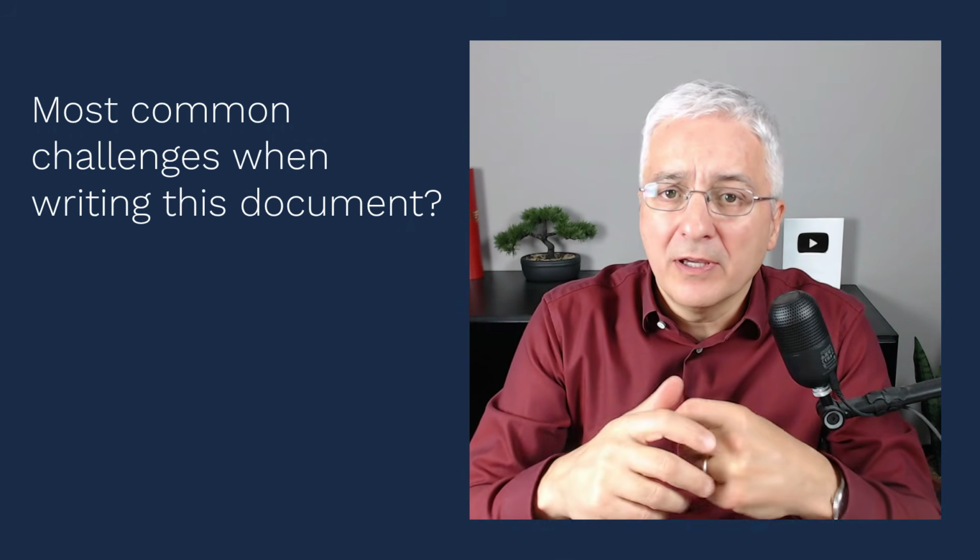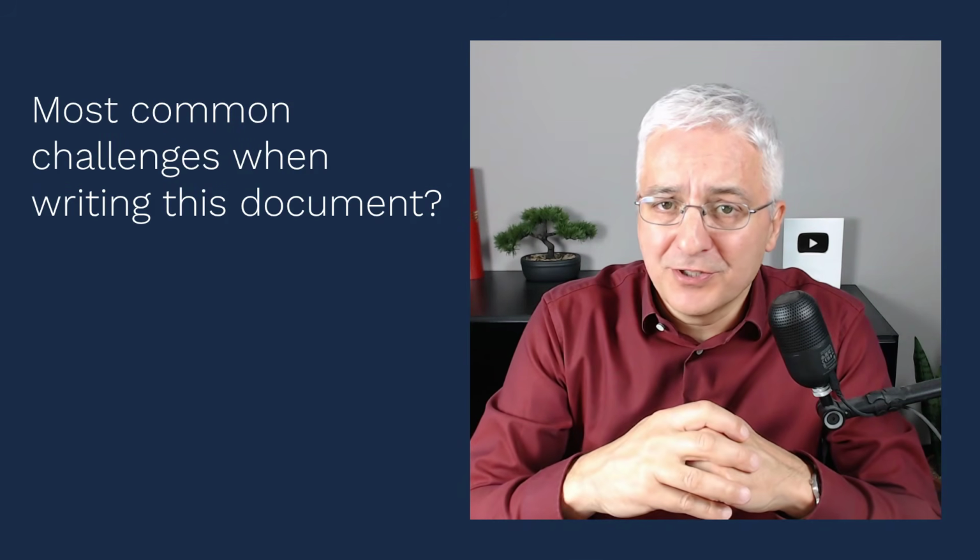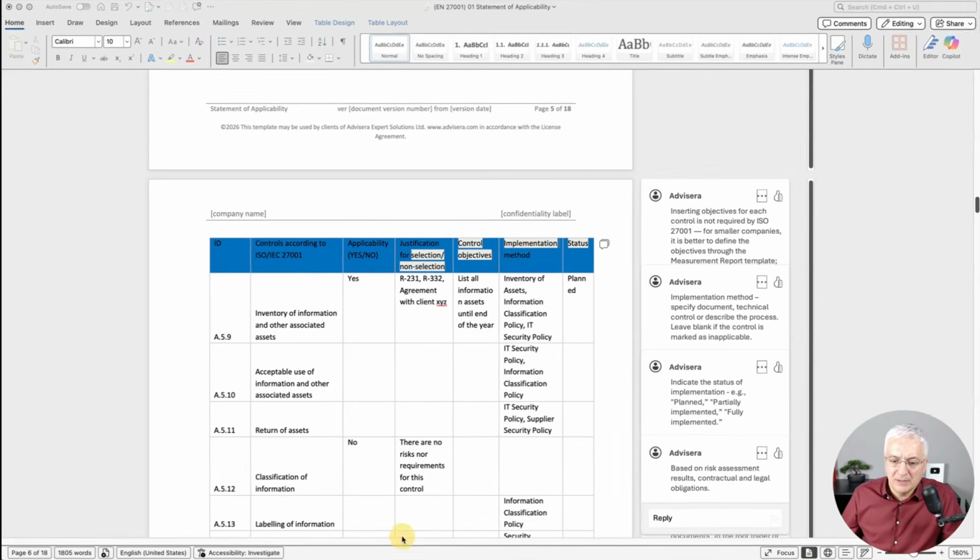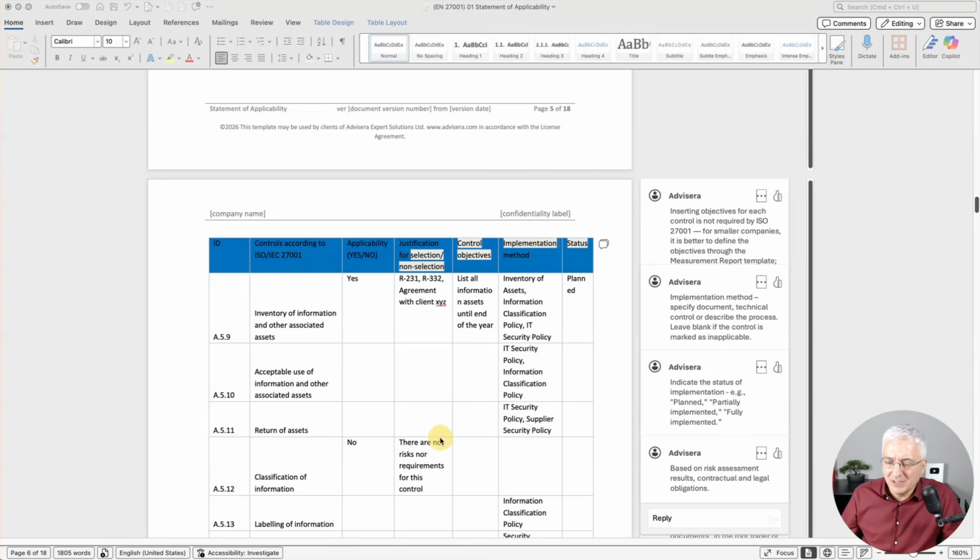Okay, and what are some most common challenges when writing this document? From what I've seen, there are typically 2 biggest challenges. The first one is actually defining which control is applicable and which is not. And the second one is actually defining how to implement the controls that are applicable. Now, the answer to this first challenge is really to do this analysis, which helps you actually determine these risks and requirements, which I'll cover in a minute.